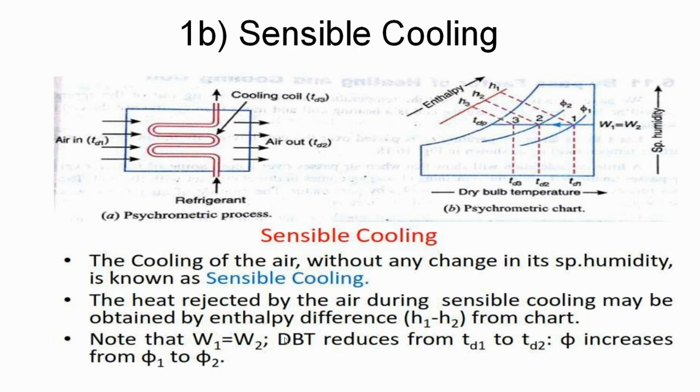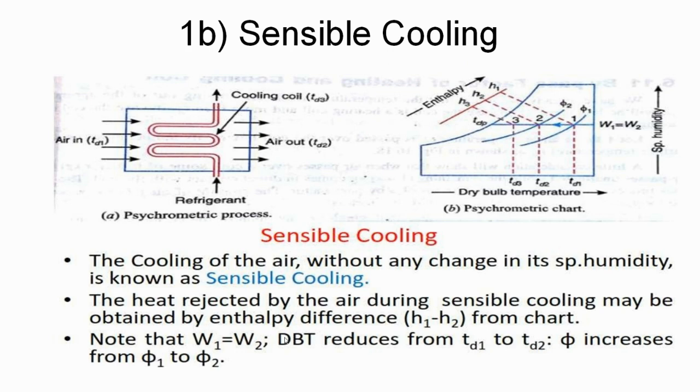Now its process is the same as sensible heating, where a heating coil is used; here we use a cooling coil. When the air temperature changes, the inlet temperature is higher and the outlet temperature is lower. It's basically cooling of air with the help of a cooling coil. And now in the chart we can see the difference.